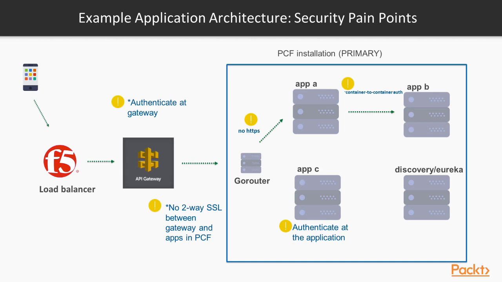Keep in mind that the F5 load balancer and the API gateway can actually switch places. We can have an API gateway sitting in front of the F5 load balancer, or we can have an F5 sitting in front of the API gateway. There are a couple different situations here. However, those are the primary places to authenticate.